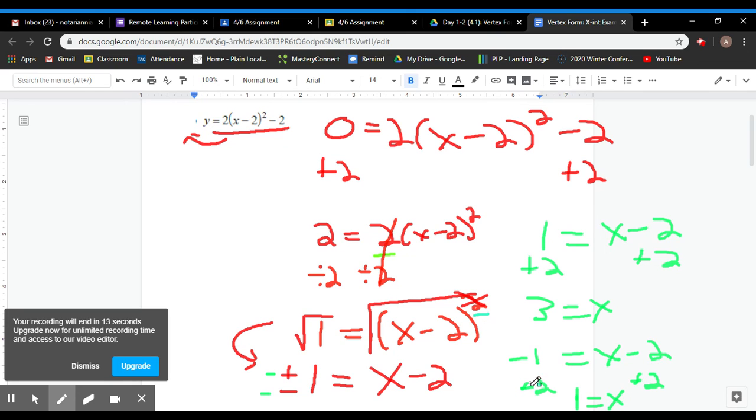All right, because negative 1 plus 2 is positive 1. 1 plus 2 is 3. So your x-intercepts here are (3, 0) and then (1, 0).